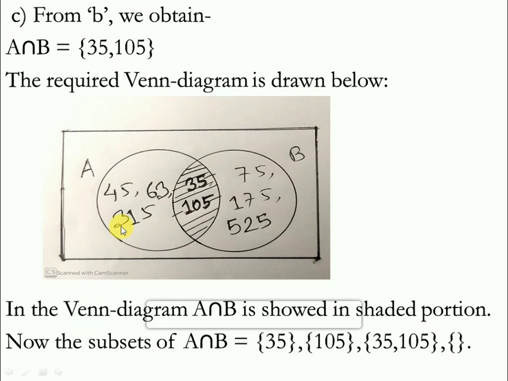Now the subsets. 35 and 105 are the elements of A intersection B. If we make subsets of these two elements, we can have four sets: 35 alone, 105 alone, the set itself, which is a subset of the main set, and the empty set. So these are the four subsets of the given set A intersection B. So that completes 25C.